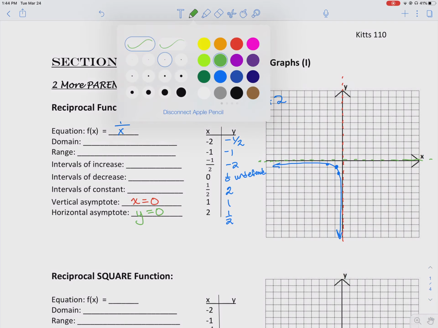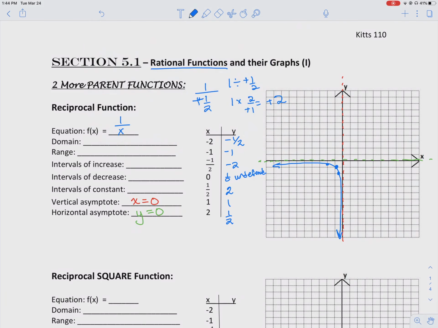Let's look on the other side. So on the other side, I'm going to put in 1/2 and I get 2 out, right? Then we have 1, 1, and 2, 1/2. So it's going to look very similar. Oops, it's going to get really close to the vertical and really close to the horizontal. Doesn't cross it. Okay, so that is what our typical 1 over x, our reciprocal function, is going to look like.